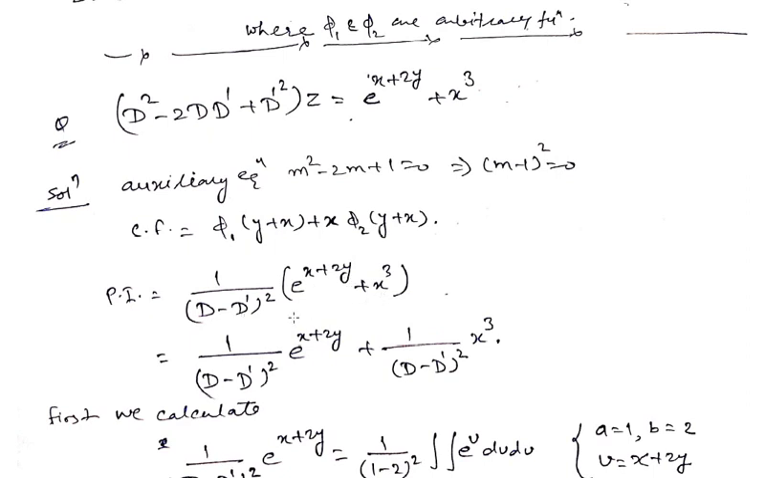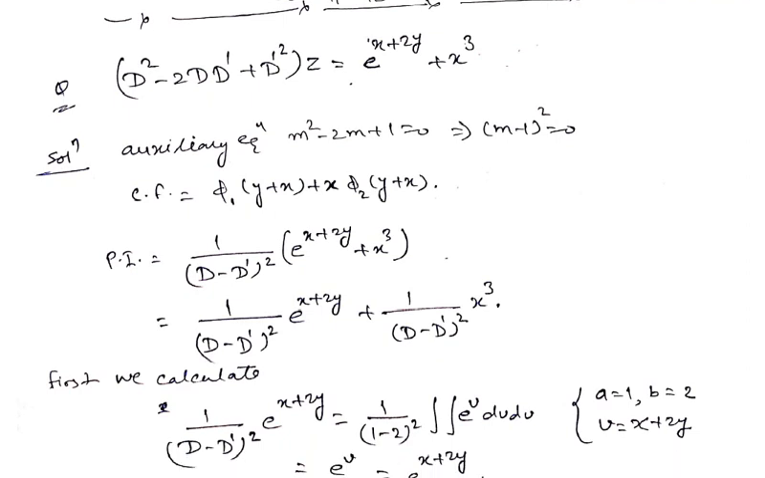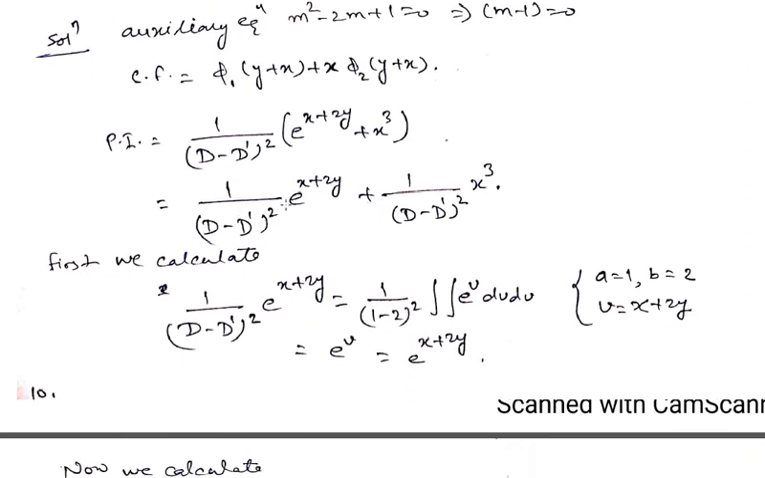Now we will find the particular integral in two parts. First we will find the particular integral for exponential x plus 2y, and then we find PI for x cube. So separately, one by one, we solve both. So first, 1 upon d minus d prime square exponential x plus 2y. This is a particular case of finding PI when the given function is of the form ax plus by type. Here a is 1, the coefficient of x, b is the coefficient of y, that is 2, and taking ax plus by as v. So it becomes 1 upon f of a, b.